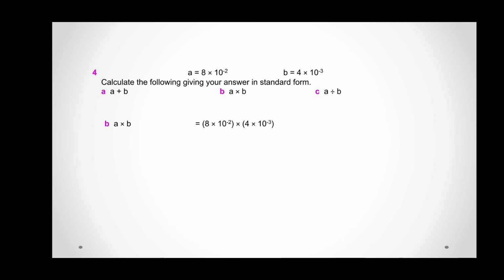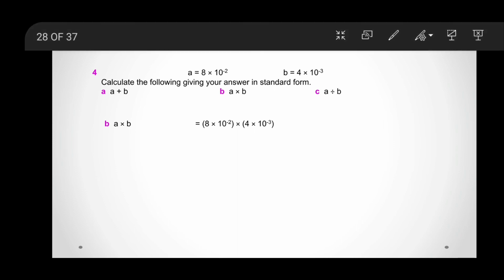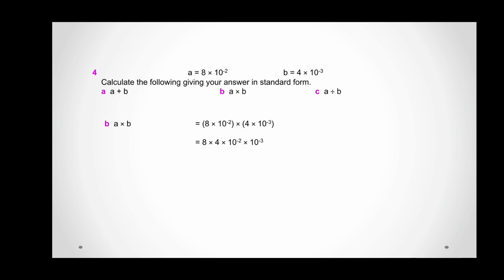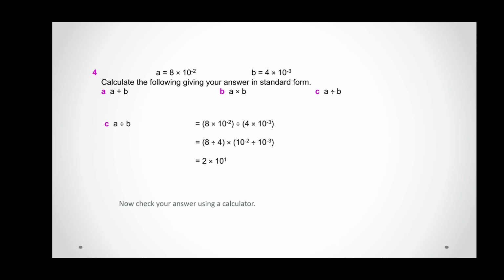The multiplication is the same, you just multiply 8 and 4, then when you multiply powers you should add, right? Then when you add minus 2 plus minus 3, the answer is minus 5. So then 32 into 10 to the power minus 5. Then you can write this again as a standard form, 3.2 into 10 to the power minus 4. Division also the same thing. 8 you can divide by 4. When you divide powers you have to subtract. So that means minus 2 subtract minus 3 means 1. So 2 into 10 to the power 1 is the answer.